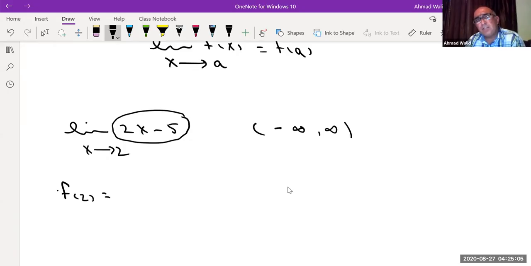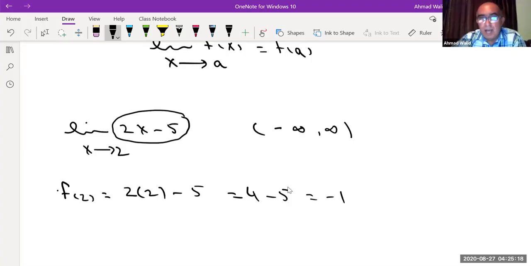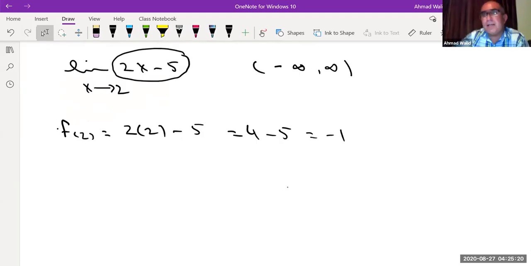If this is a function, what is f of 2? f of 2 means 2 times 2 minus 5, which gives me 4 minus 5, which gives me negative 1. You see, this is easy. And if you don't believe, let's apply the rules. You will see we will end up with negative 1.